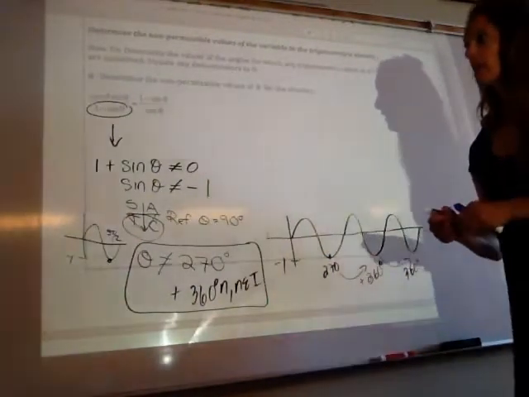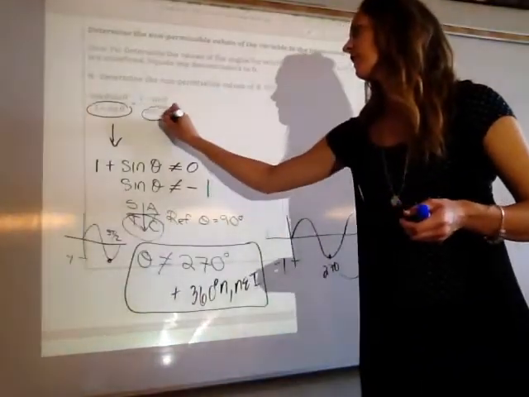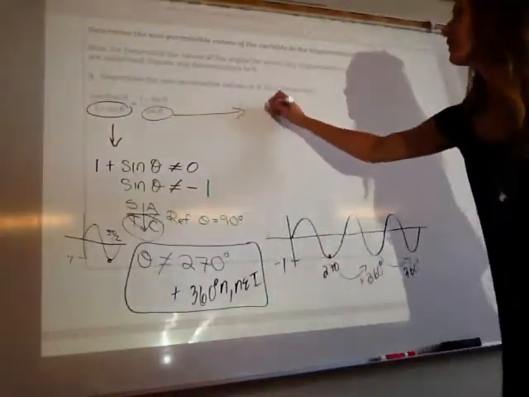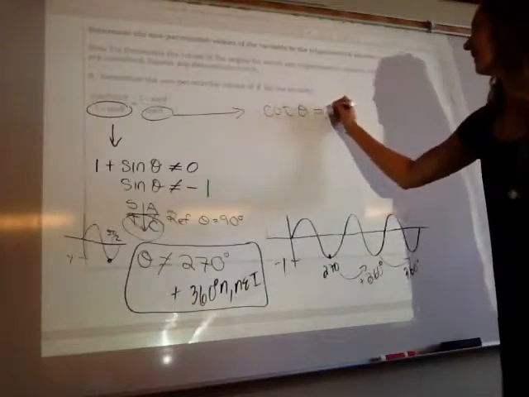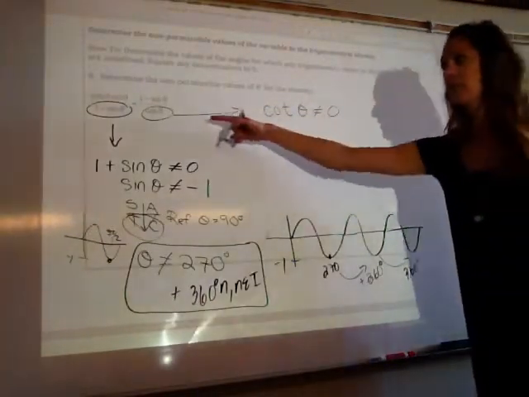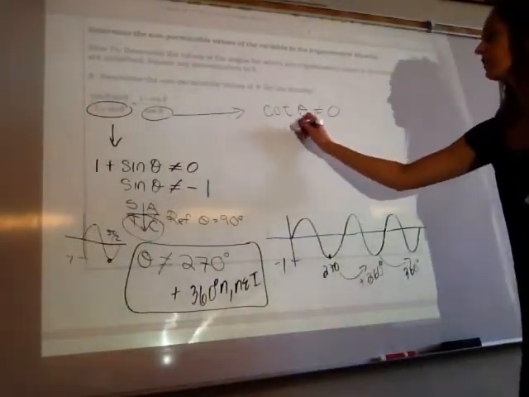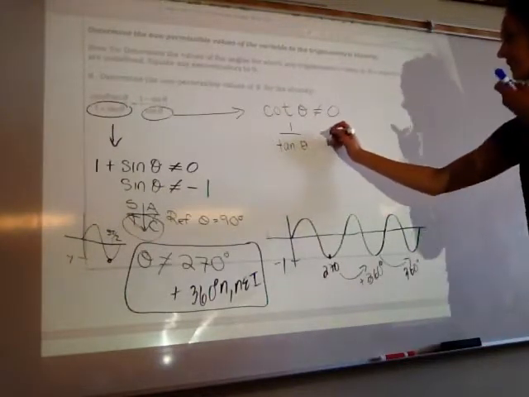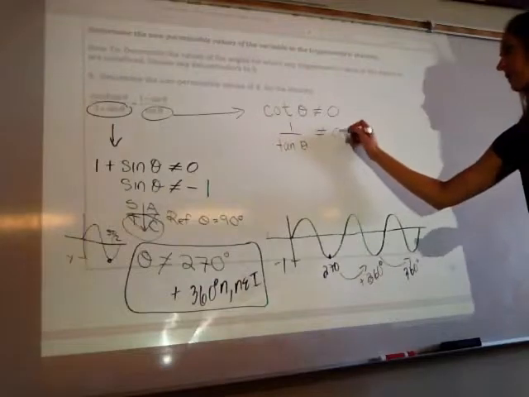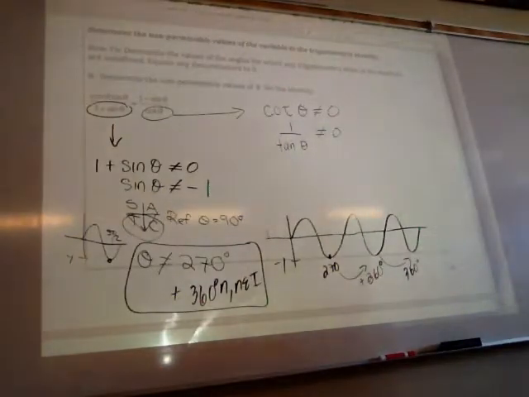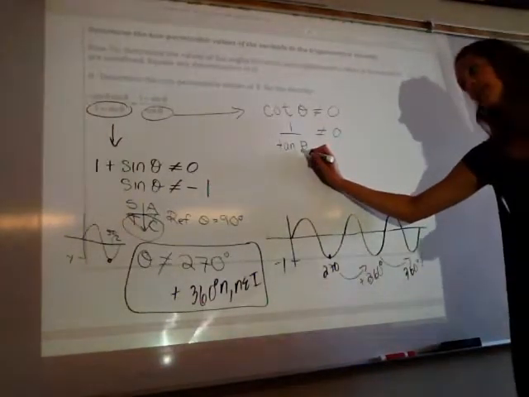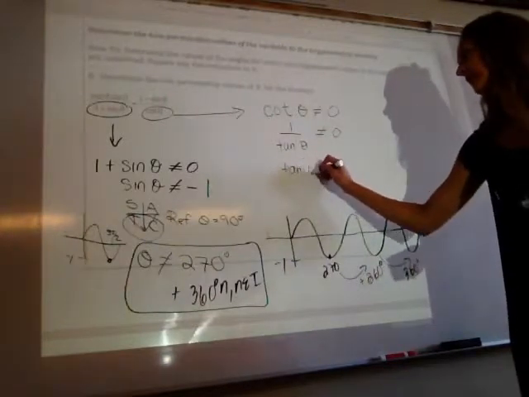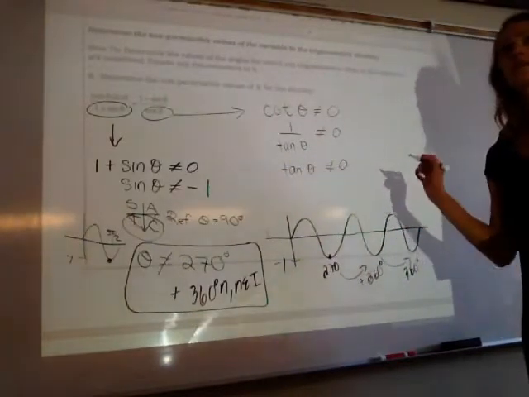Now the other non-permissible value comes from the right-hand side. We know that cotangent theta cannot equal 0 because we're not allowed to divide by 0. But cotangent is actually 1 over tan theta. Okay, that can equal 0. But we have tan theta in the denominator, so essentially tan theta cannot equal 0.